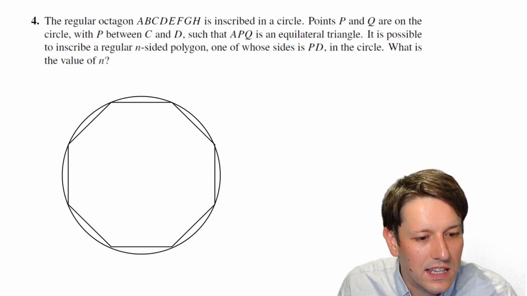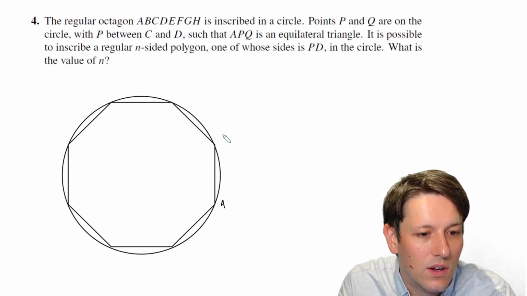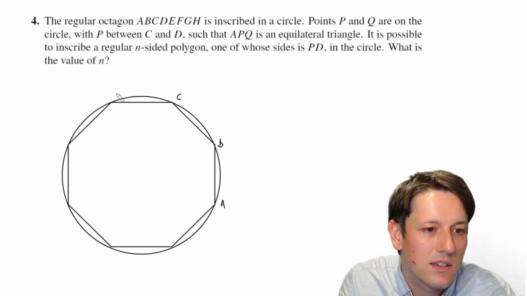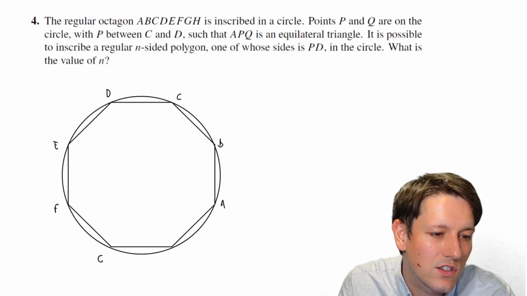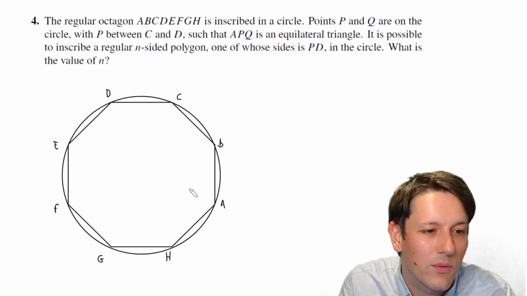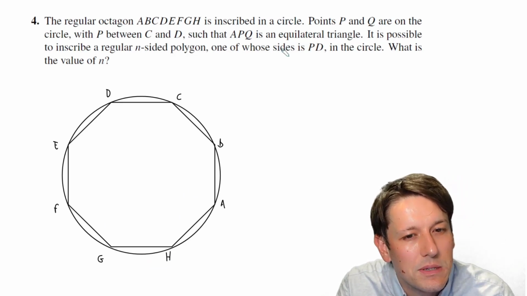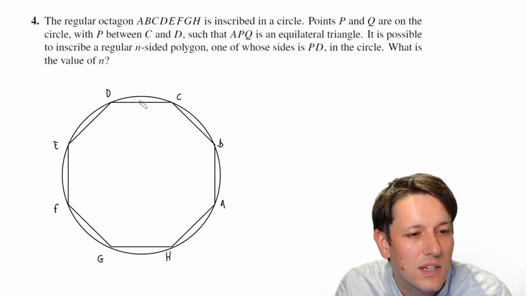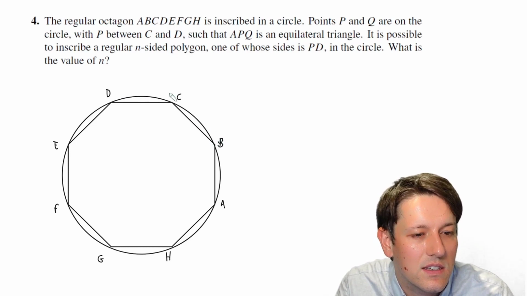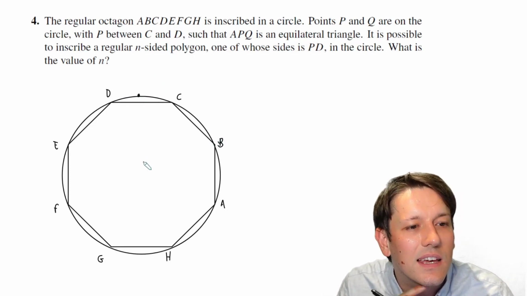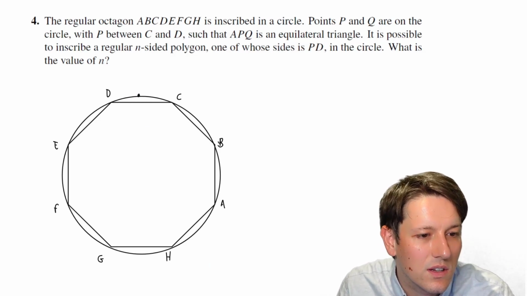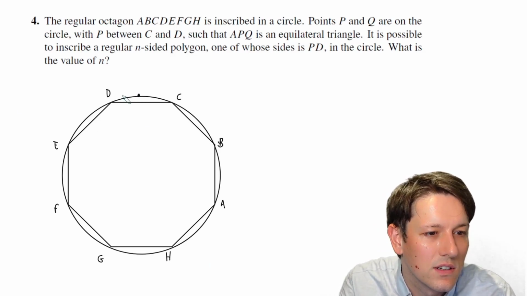And let's label the points here. So let's go A, B, C, D, E, F, G, H around in this order. You can go either way, doesn't matter. Points P and Q are on the circle, P between D and C, so it's going to be somewhere in here, and APQ is going to be an equilateral triangle.